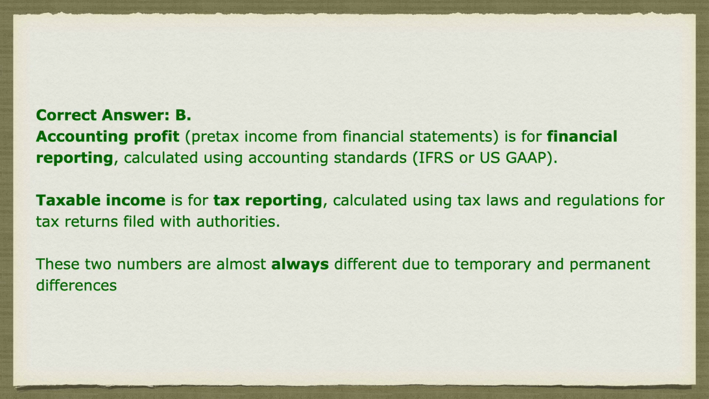Correct answer, B. Accounting profit, pre-tax income from financial statements, is for financial reporting, calculated using accounting standards, IFRS or US GAAP. Taxable income is for tax reporting, calculated using tax laws and regulations for tax returns filed with authorities. These two numbers are almost always different due to temporary and permanent differences.